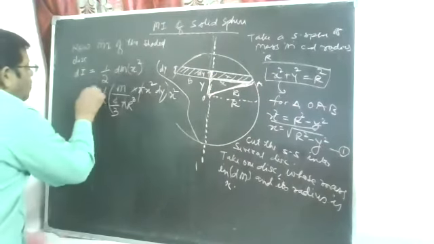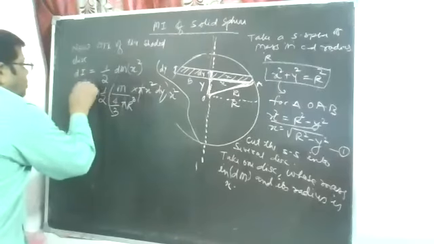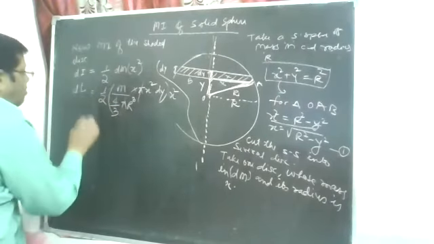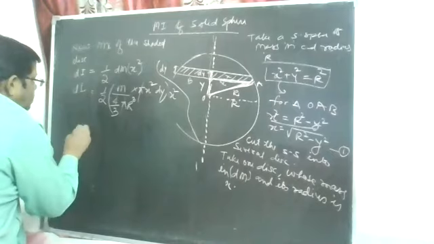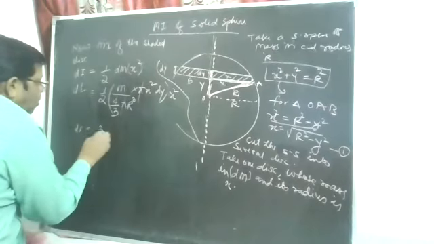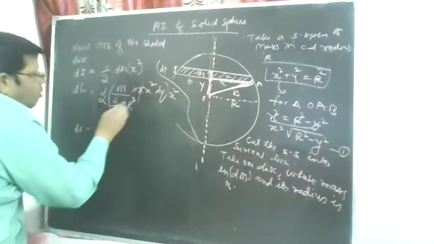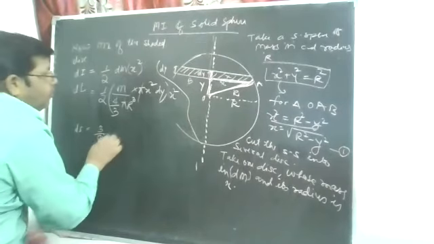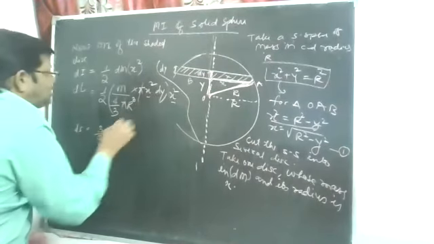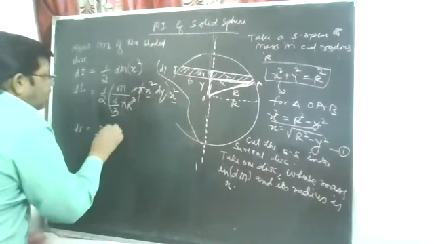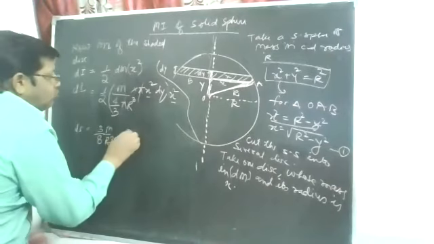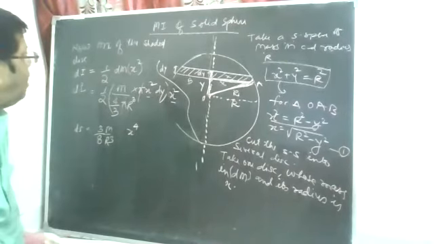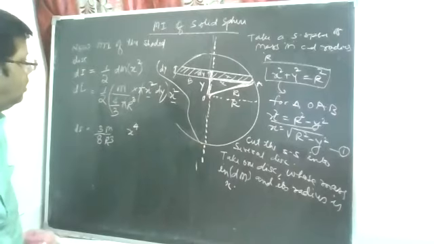Now, we have to integrate this equation. 3 comes here, 4 to 8, 3 upon 8. dI is equal to 3m upon 8r cube, x square into x square, which is x to the power 4.